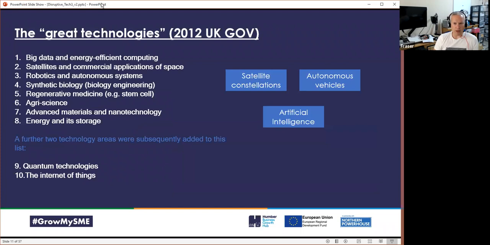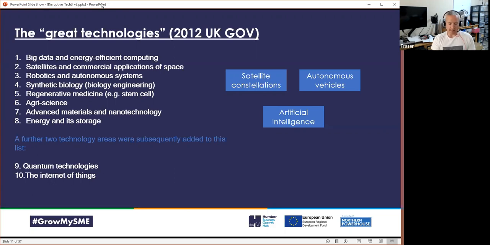Now, believe it or not, back in 2012, the UK government published a paper describing 8 great technologies. So it was a blueprint for the technologies the government was endorsing as the big economic driver in the future. And later it went on to add 2 more. So I just wanted to go through this list and give you a flavor for what they are. I don't think there are any here, by the way, that you won't have heard of. So that's the good news.